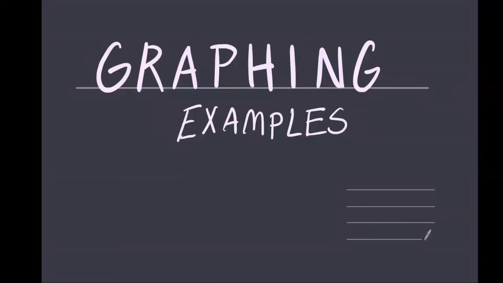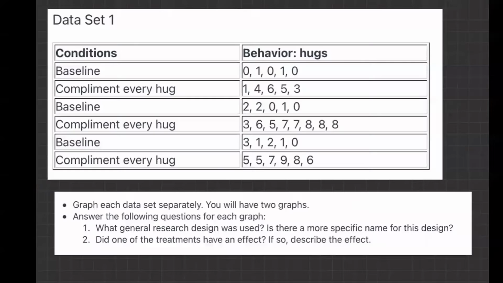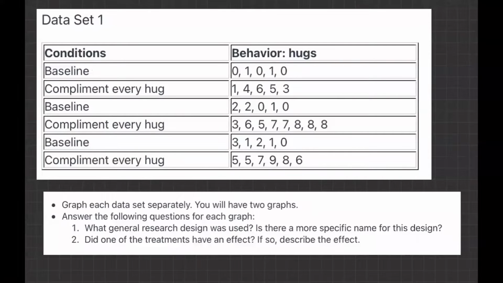Welcome to Graphing Examples. Today I will be going over one of the data sets on the module this week. So I'll be going over data set 1, which is doing the behavior hugs. So here are the things that we are looking at. We are looking at 4 main things, right? Research design. If there is a more specific name, did the treatment have an effect, and describe the effect.